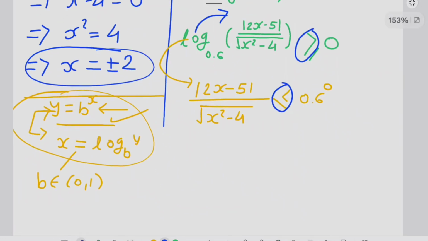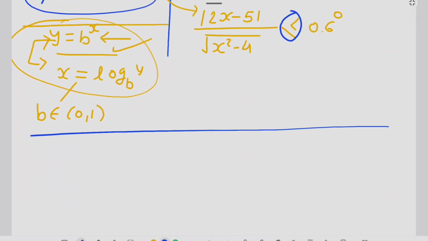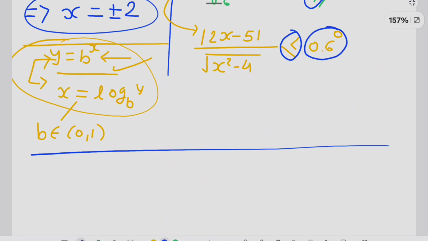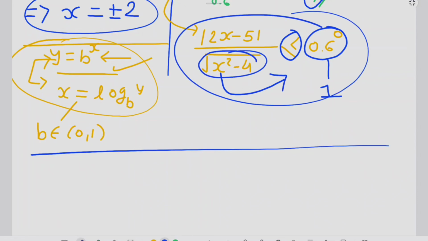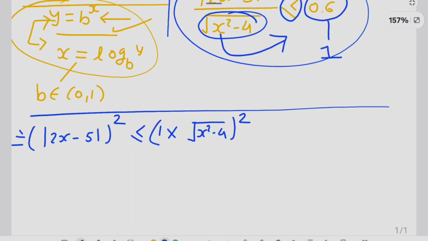Okay, so next part is very easy, so we can solve the next part. So 0.6 to the power 0 will be 1. Okay, just multiply both sides with under root x square minus 4 in this equation. So we will get mod 2x minus 5 to the power 2 less than or equal to 1 multiplied by mod x square minus 4 whole power 2.